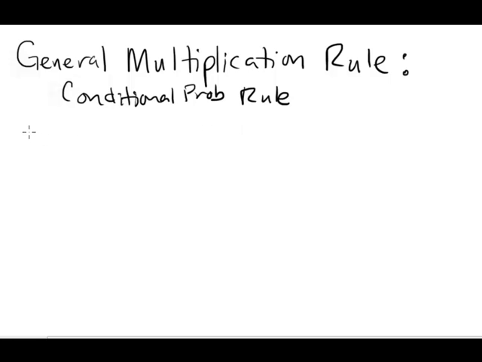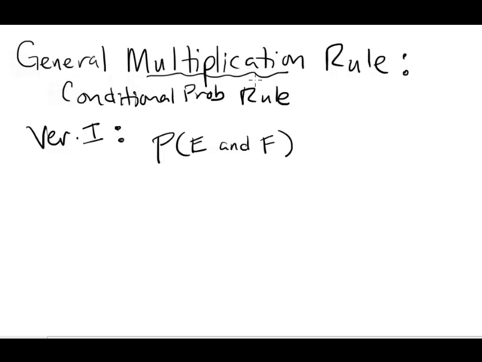In fact, I'm going to show you two versions. Let's call this version number 1 here. Sometimes your book might show it this way: the probability of E and F. I showed in a previous video, by the way, that the general addition rule has an or sitting right here between E and F. It's the probability of E or F. The multiplication rule has to do with the word and that's sitting right there in between E and F.